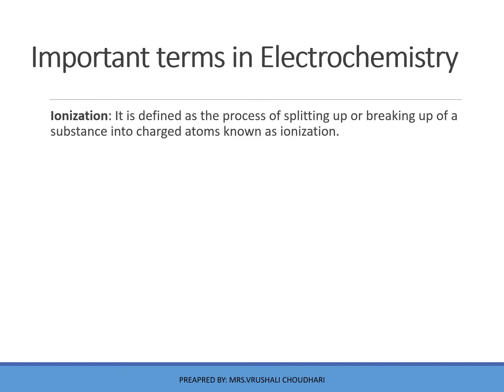Ionization. How does salt water or seawater become a conductor of electricity? Because it contains cations and anions, positively and negatively charged ions. Therefore, it becomes a conductor. How do charged ions form? That process is called ionization. It is the process of splitting or breaking a substance into charged atoms. In this process, salt breaks into positively and negatively charged ions.